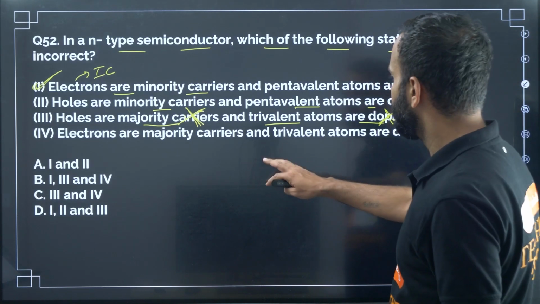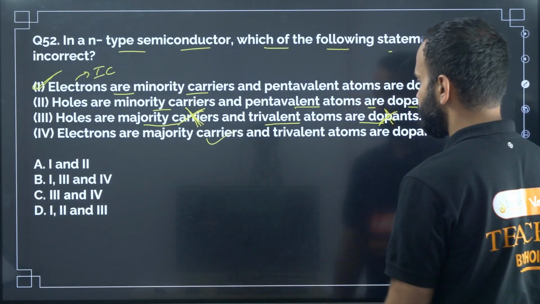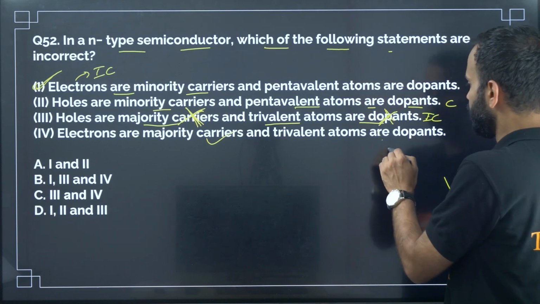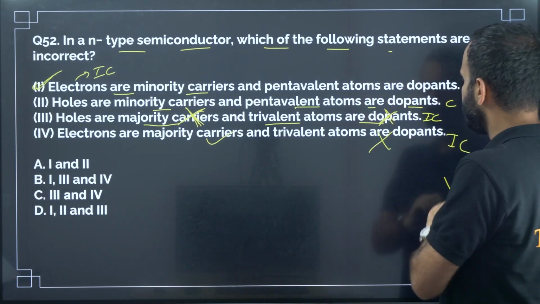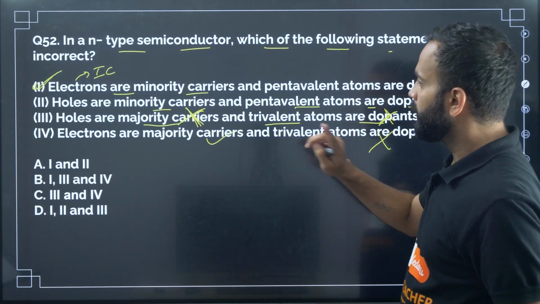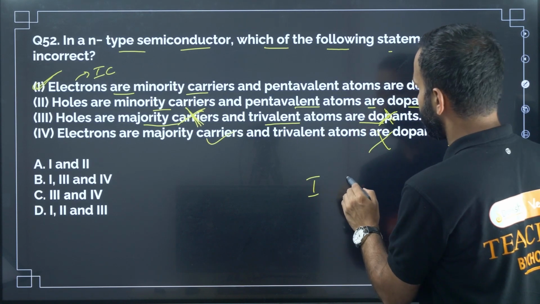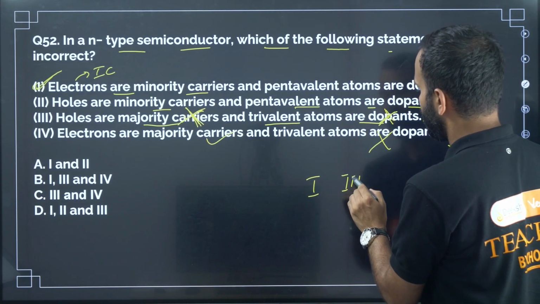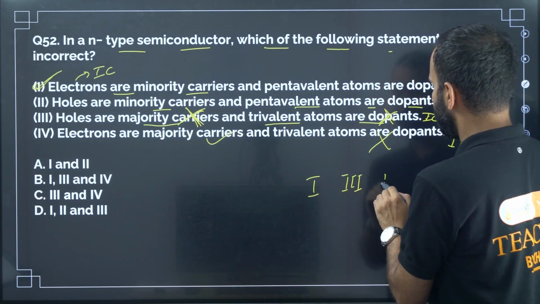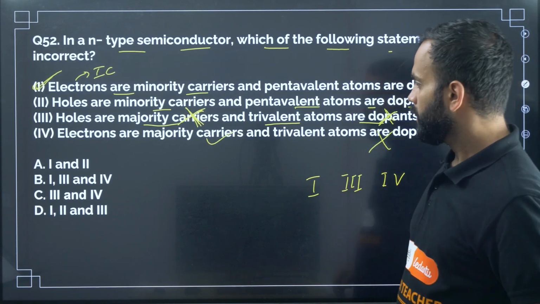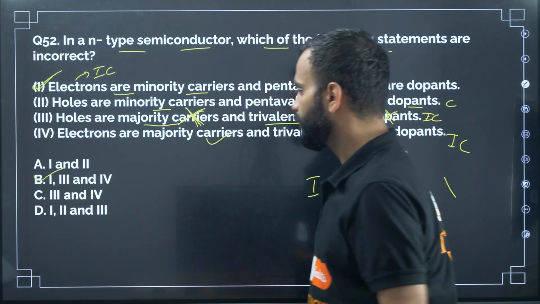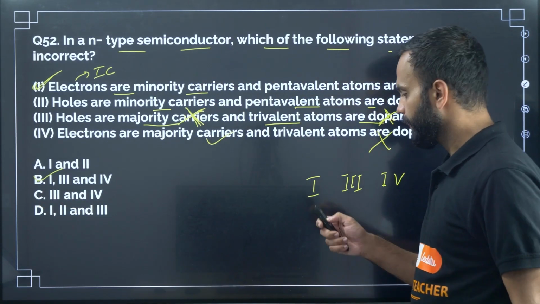Fourth one, electrons are majority carriers, correct. And trivalent atoms are dopants, wrong. So this is an incorrect statement. So three incorrect statements: first one, third one, and fourth one. So the correct option is B.